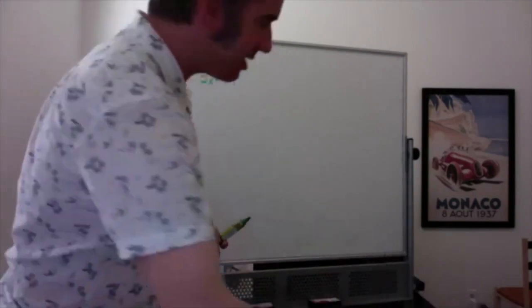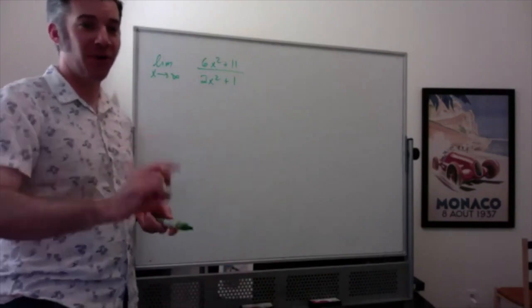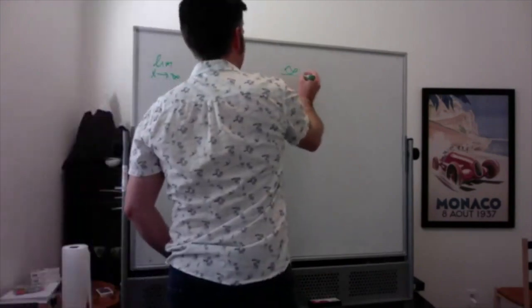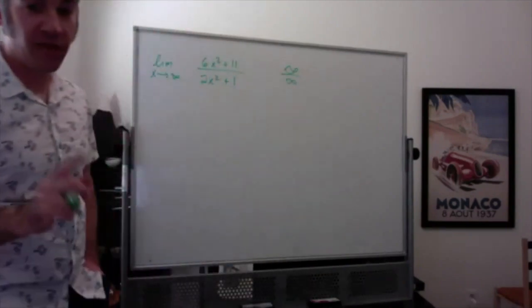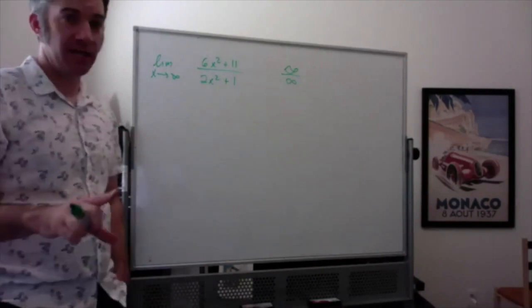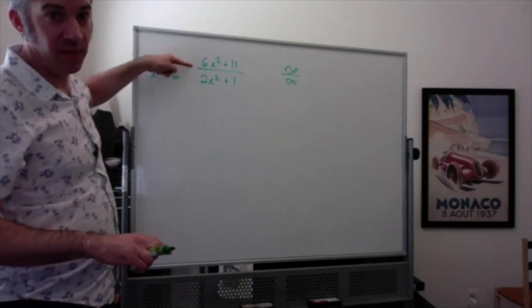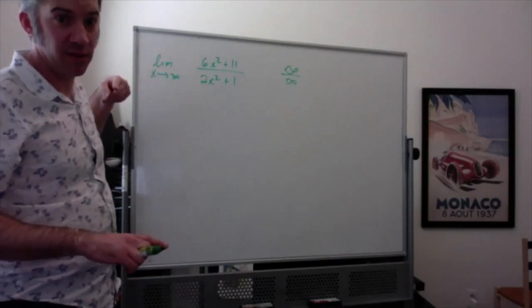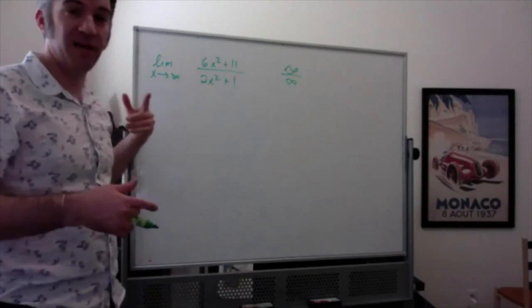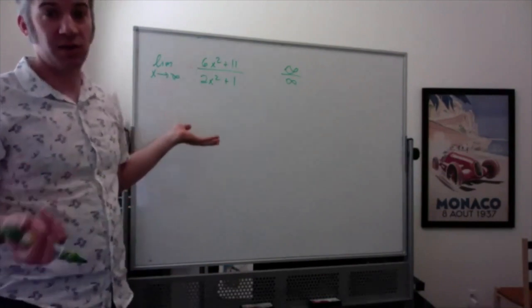Infinity over infinity? That is true. That's a fair point. This is definitely an infinity over infinity type. But I think you guys know a rule for how to take the limit as x goes to infinity of a rational function where the degree on top and the degree on the bottom are the same. 3. 3, right? Because when the degrees are the same, it's the quotient of the leading coefficients.